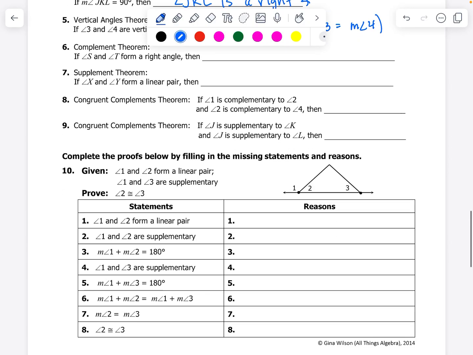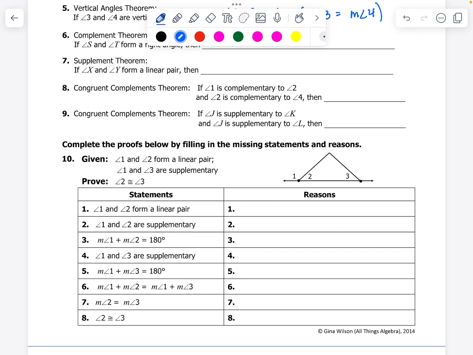But I'm going to do one proof with you, and then you're going to spend the rest of the time practicing your proofs and things like that. Okay, plenty to do. So here, we have this given, okay? We know 1 and 2 form a linear pair, which we can see there, okay? And we know that 1 and 3 are supplementary. So now I'm proving that 2 is congruent to 3.